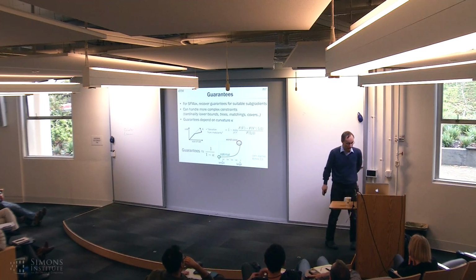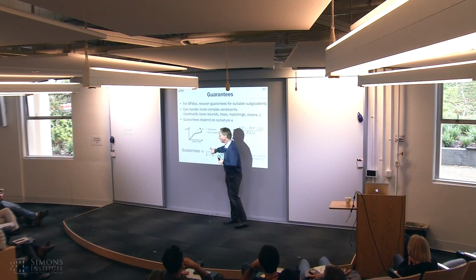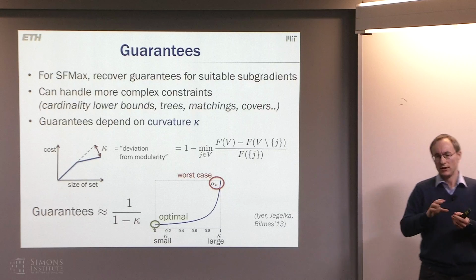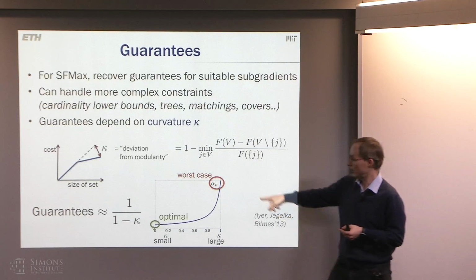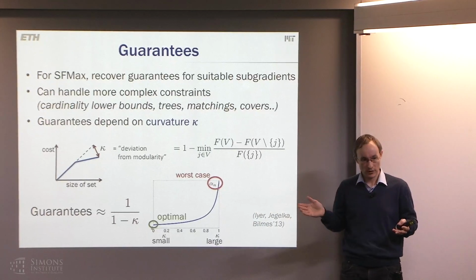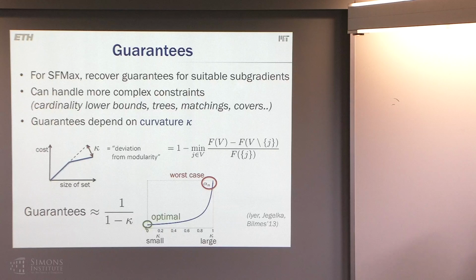Exactly. Okay, and so the kind of guarantees, if you want to remember one thing, it's roughly 1 over 1 minus kappa. Okay, so if kappa is very close to 1, these guarantees are not so good, right? But if the curvature is bounded away from 1, not too far away from a modular function, then you actually get constant factor approximation guarantees.